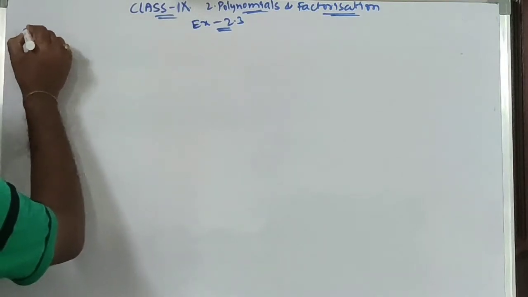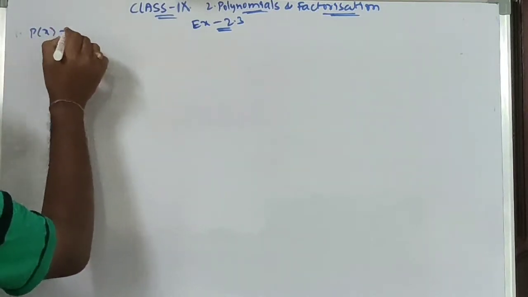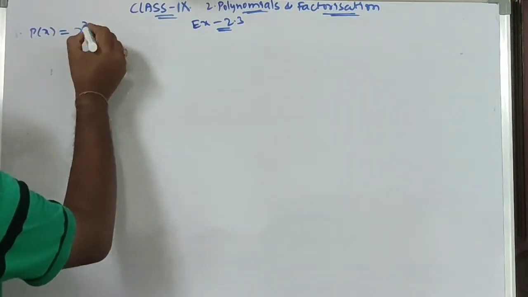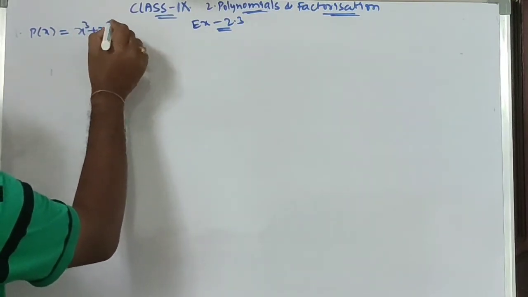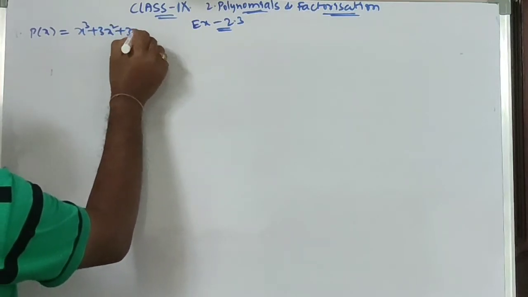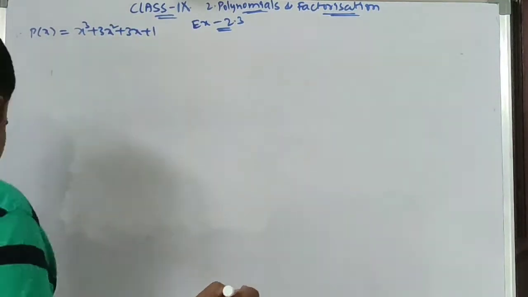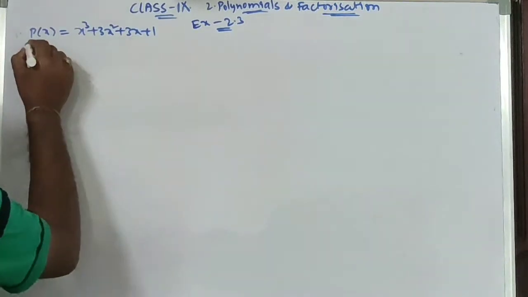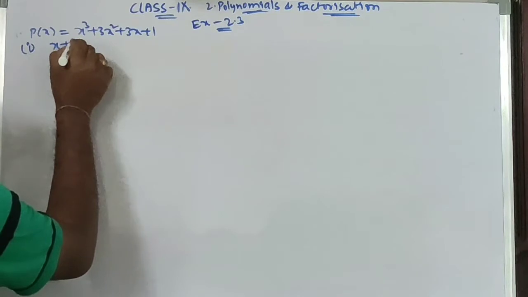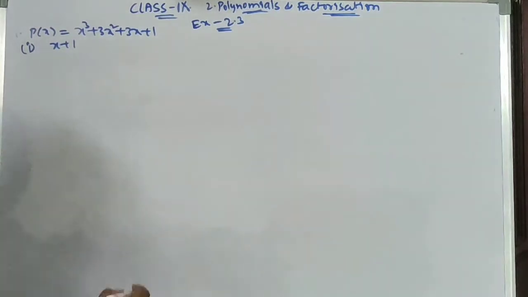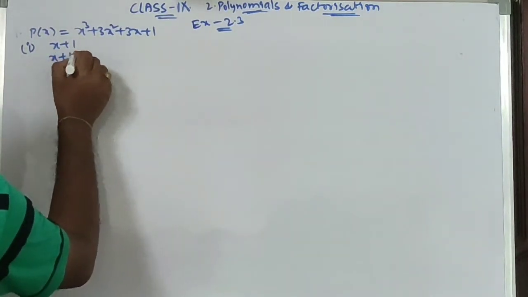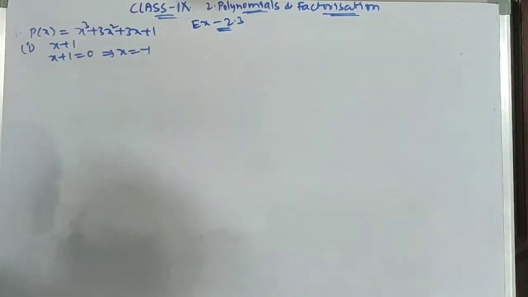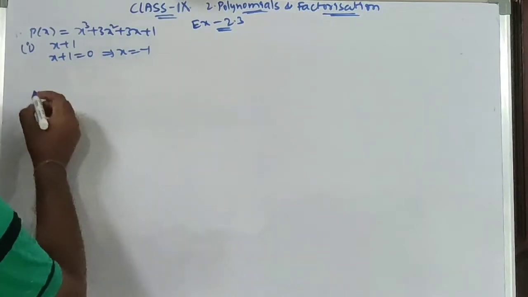I am writing the polynomial p of x equal to x cube plus 3x square plus 3x plus 1, which is divided by the following linear polynomials. First one, x plus 1. So first, make x plus 1 equal to 0, x equal to minus 1. So we need to substitute minus 1 to get the remainder.